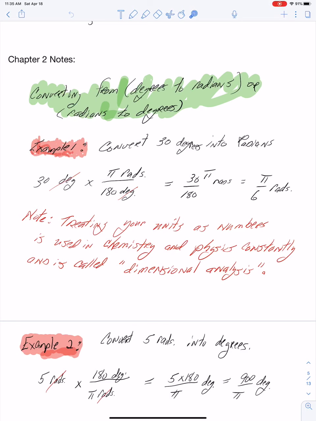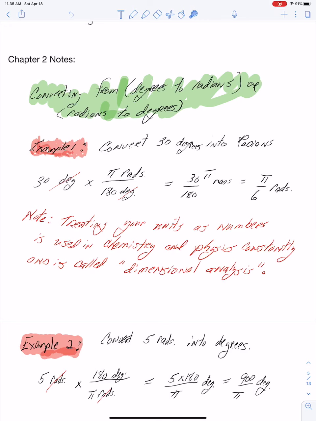Well, in the chapter, remember, 180 degrees corresponded to walking halfway around the circle, which was a distance pi radians. So the point is, pi radians is the same as 180 degrees. So this is a smart value of 1, because pi radians is the same as 180 degrees.